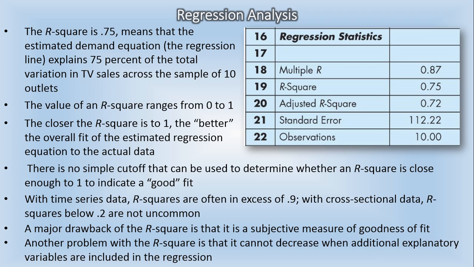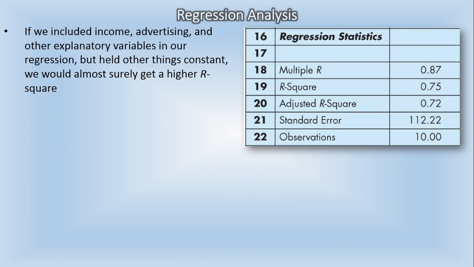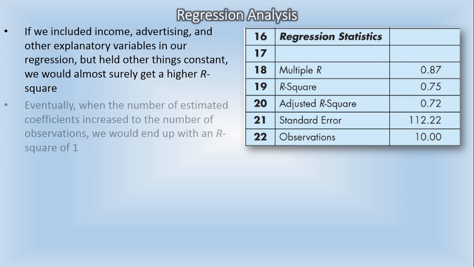Another problem with the R square is that it cannot decrease when additional explanatory variables are included in the regression. So you can start just throwing a bunch of variables into a regression relationship, and your R square will increase. So it'll seem as though you're doing a better and better job of explaining how one variable is affected by other variables just by throwing more variables into your regression. So again, if we included income, advertising, and other explanatory variables in our regression, but held other things constant, we would almost surely get a higher R squared.